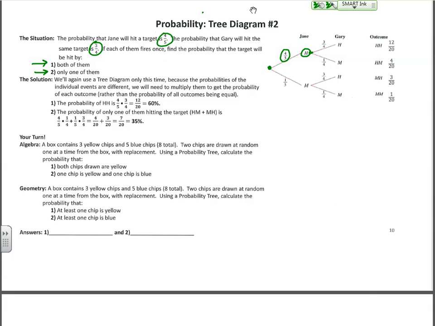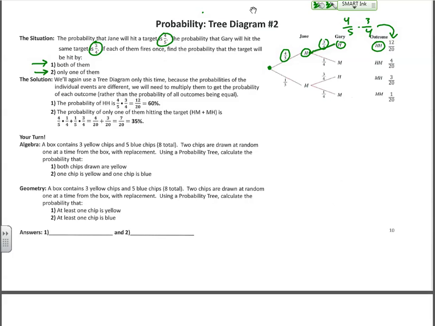Now Gary shoots. There's a 3/4 probability that Gary hits the target. And so to find that combination's chances of happening, where they both hit it, you're going to multiply those probabilities together. Actually, I should probably write this over to the left a little bit here. 4/5 probability that Jane hits it, 3/4 probability that Gary hits it, 4/5 times 3/4 is how we get the hit outcome of 12/20.